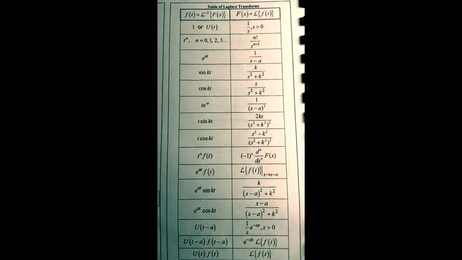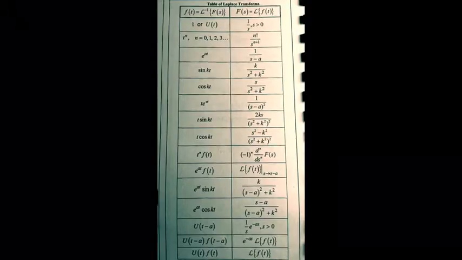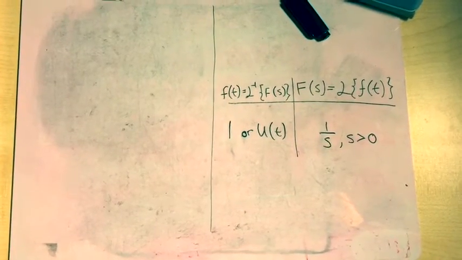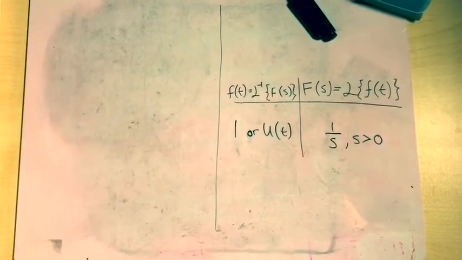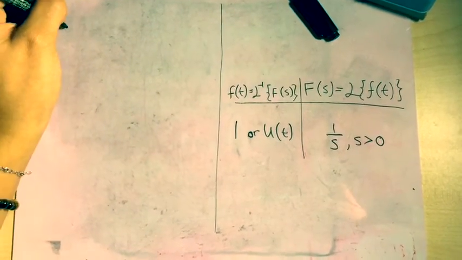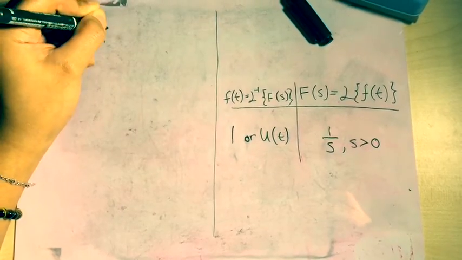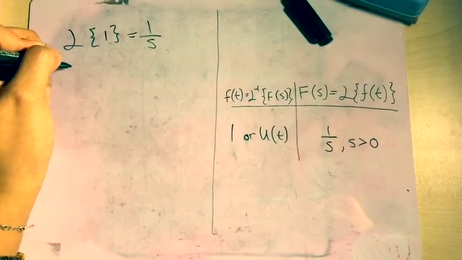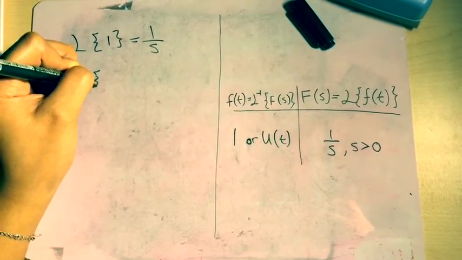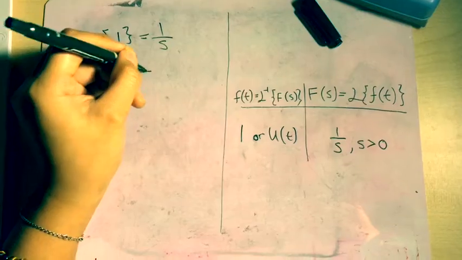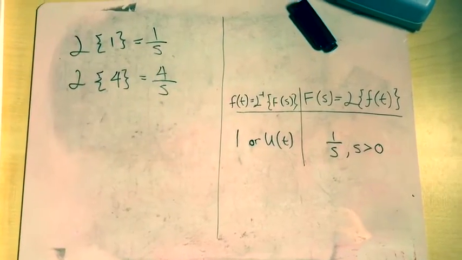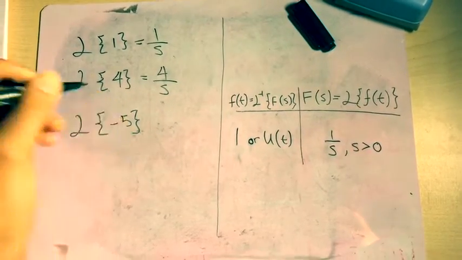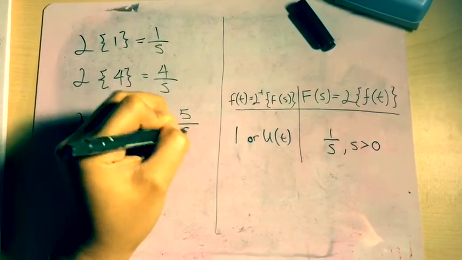Using the table, we'll be looking into some of the basic functions of Laplace transform. A common function found in a standard Laplace transform table is 1. Here's an example. Laplace transform of 1 would be equal to 1 over s. If you were given Laplace transform of 4, the answer would be 4 over s. Another example, negative 5 would be negative 5 over s.